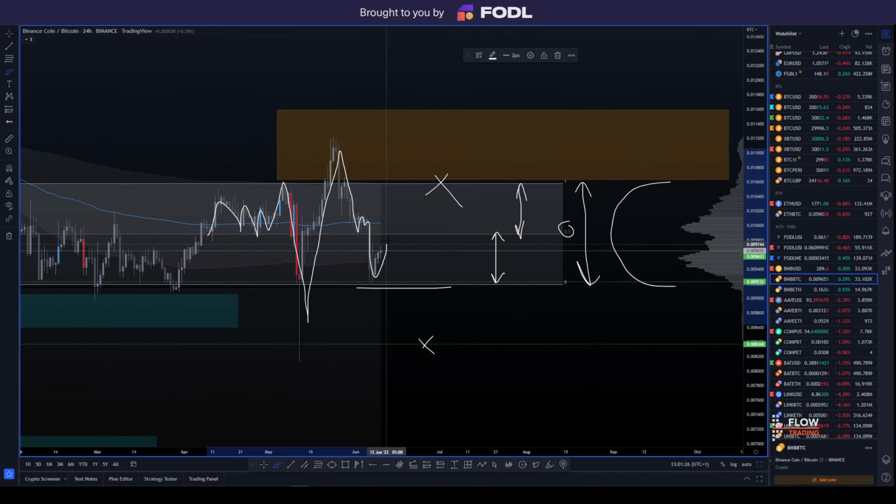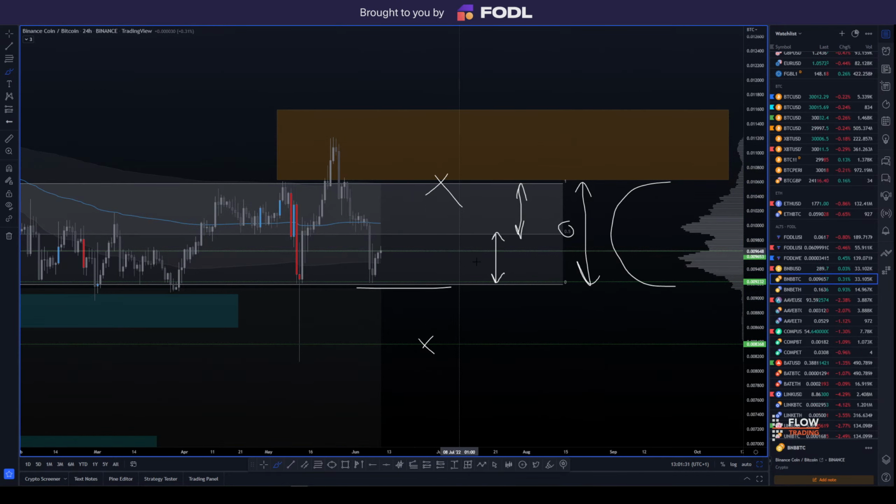So where do I expect to be resistance? At the previous level of support, right there. So just have to keep that 0.5, that equilibrium area in mind. Even though this is a bigger range, you could look at that middle line as potential resistance as well. So that's Binance versus BTC.